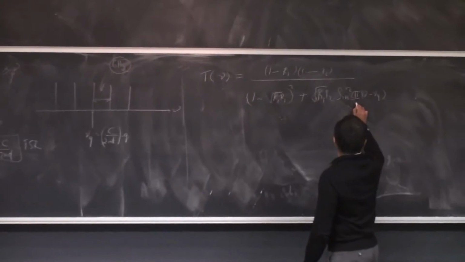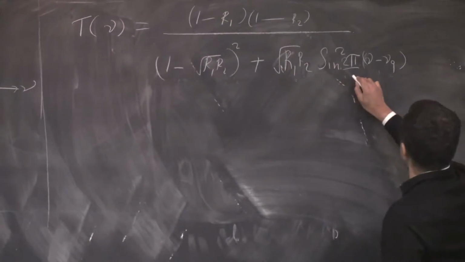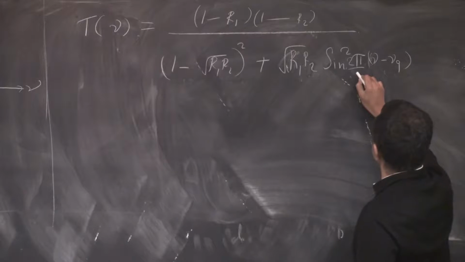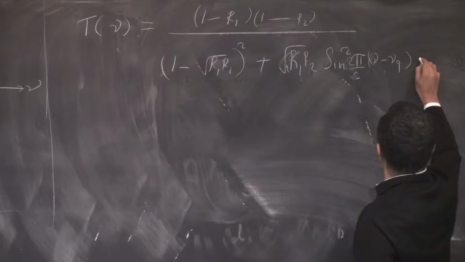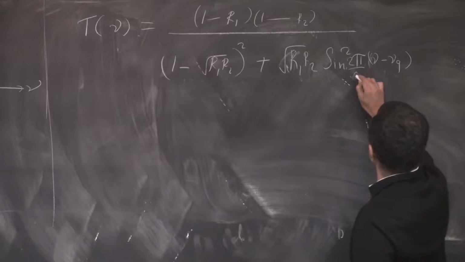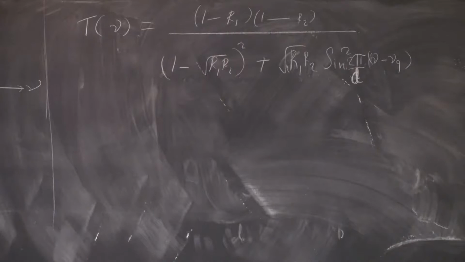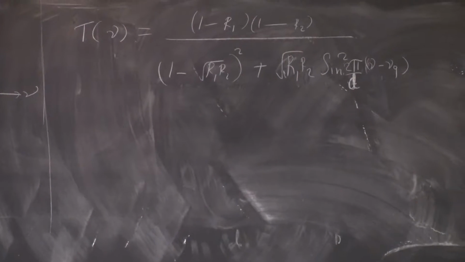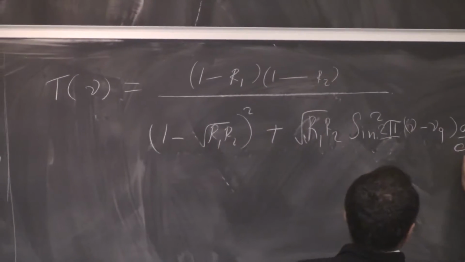And then there's 2 over c. No, what was that? No, there's a distance here. No, this should be dimensionless, right? So I should get a c here. D. Something like that. Right? I just want to make sure I'm not writing it wrong here. Theta is 2 pi d over c. Yeah. Sorry. All right.